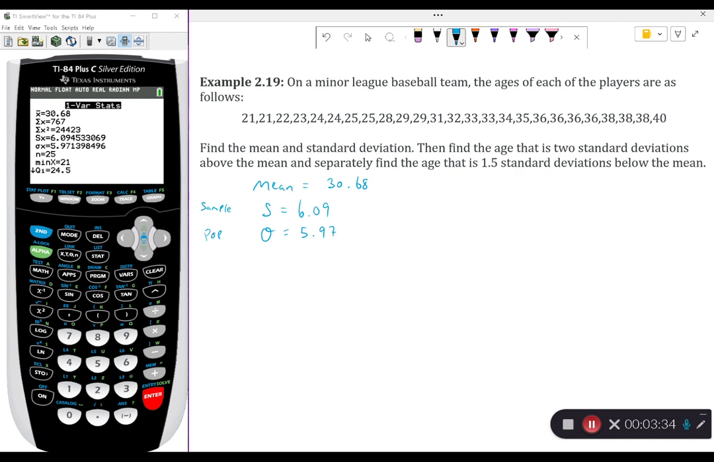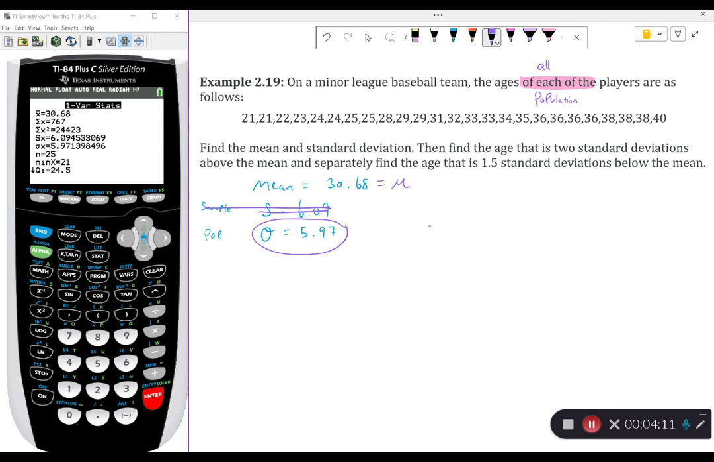Well, we need to go back to the question in order to find out. It says on a minor league baseball team, the ages of each of the players. Since we're talking about each of the players, this would be a population. We're not talking about some of the players or a sample of the players. We're given all of the players' ages. So we are not going to use the sample standard deviation, we will use the population standard deviation. And that means that our population mean symbol will be mu. So we'll use mu and sigma for this.